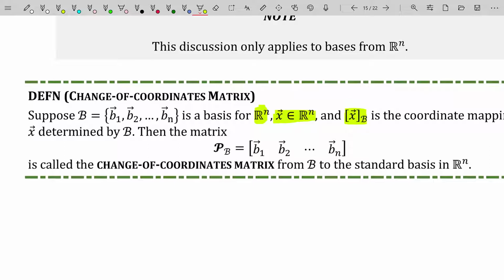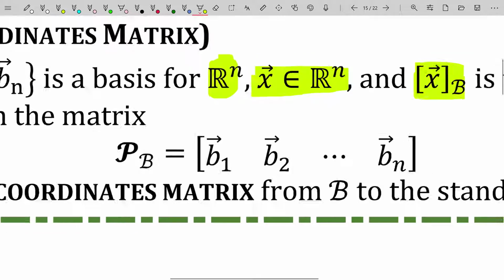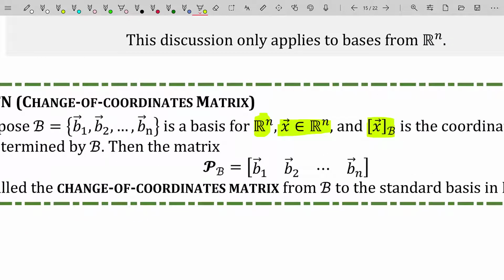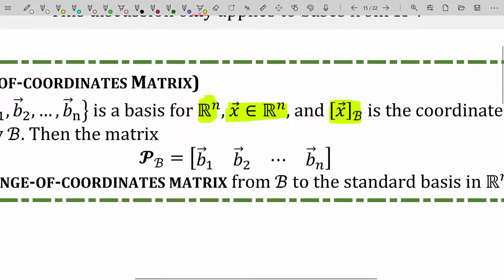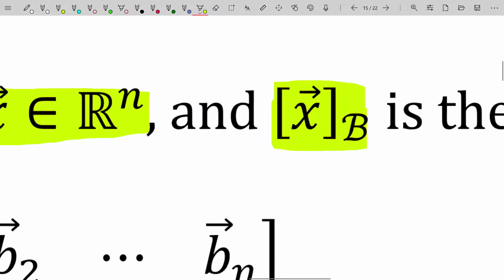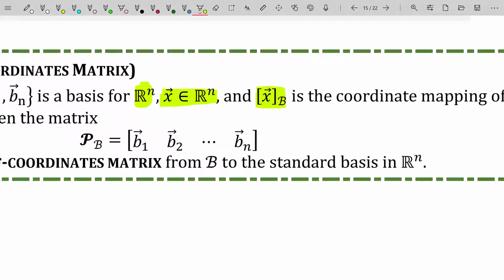There's not much else I need to say there. I'm just defining what the matrix is, which contains all the basis vectors from that set. And we're going to call that the change of coordinates matrix. And by the way, it changes the coordinates of a vector that's written in terms of the basis B to the coordinates of a vector via the standard basis in Rn. Now that's a mouthful, but before we can actually go into an example, there is a theorem we need to talk about.